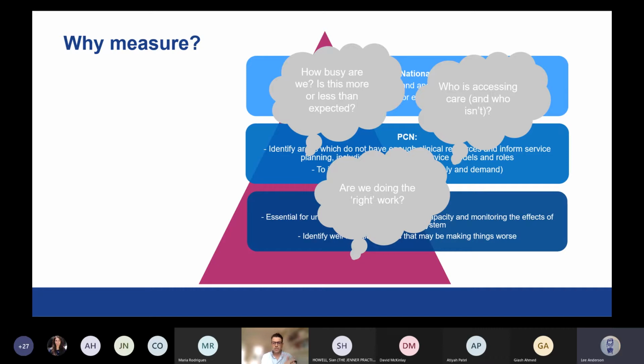Certainly we've seen a shift in the kind of people accessing care through the pandemic, and things like online consultations have certainly appeared to be offering advantages to certain cohorts of the population. But we need to know if it's disadvantaging other cohorts or demographics. And then I think the final thing here is, are we doing the right work? Everybody's super busy, but are we busy doing the right things? I think you can't answer these kinds of questions without the data.